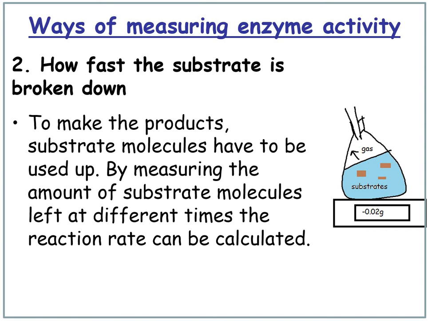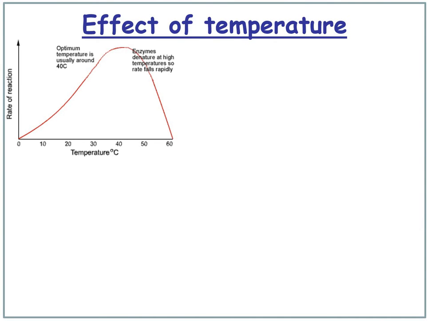You can also measure how fast the substrate is broken down. To make the products, the substrate molecules have to be used up. By measuring the amount of substrate molecules left at different times, the reaction rate can be calculated. So we'll look at some experiments and some graphs. First of all, we'll look at the effect of temperature on the rate of enzyme-controlled reaction.